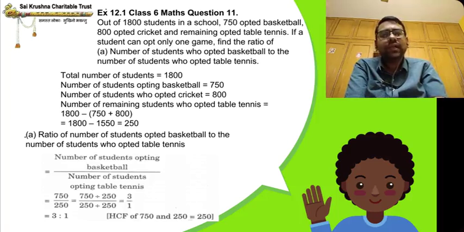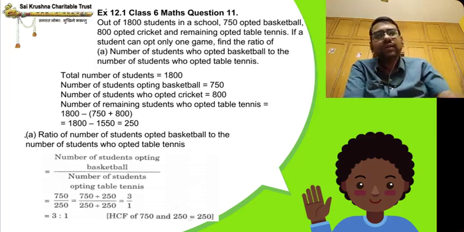Ratio of number of students who opted basketball to number of students who opted table tennis is 750 by 250. Divide both numerator and denominator by the HCF. What is the HCF of 750 and 250? It is 250. We will get 3 by 1. 3 by 1 is a fractional form of the ratio 3:1. We can express the fraction 3 by 1 as 3:1 in ratios.